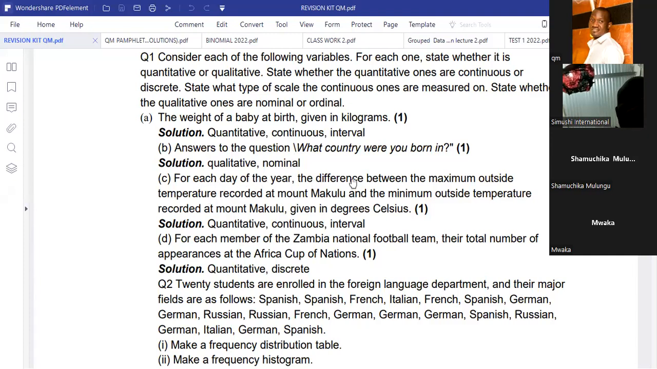Then the temperature at Mount Makuru, what type of information is this? Quantitative and continuous. The number of appearances that our women have made in the women's football league, what is that? Quantitative and discrete. All right. Any questions so far before I go to the next stage?